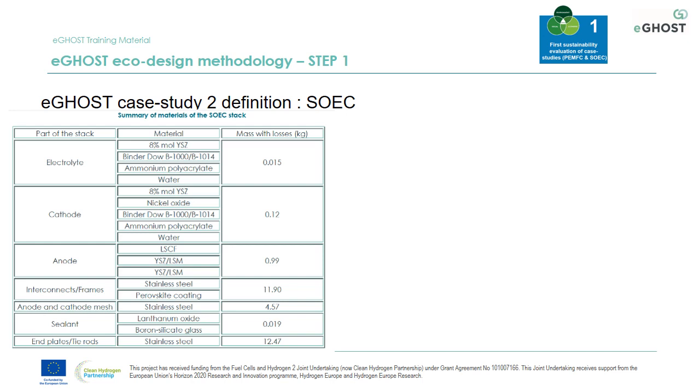As you can see here, we have different parts composing the stack. We have the electrolyte, the cathode, the anode, the interconnectors, the anode and cathode mesh, the sealants, and the end plates. And the list of materials composing these different parts was done, with their different quantities of materials related to each component.